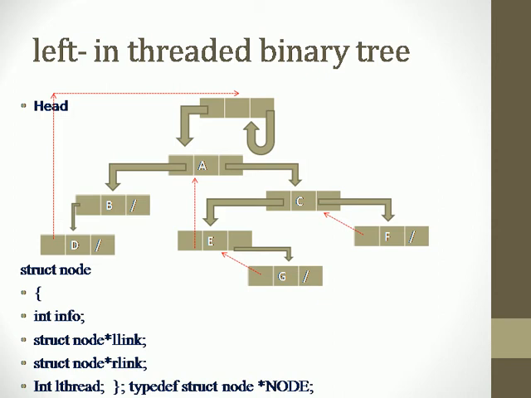The C language statement for the left in-threaded binary tree is shown here. Struct node, then open the bracket, int info. Next are the right link and the left link, which are shown by struct node star L link, struct node star R link. Then you have one special field called int LT thread, left thread, which will have a value 1 if the node has a thread. It will have a value 0 if there is no thread for that particular node.